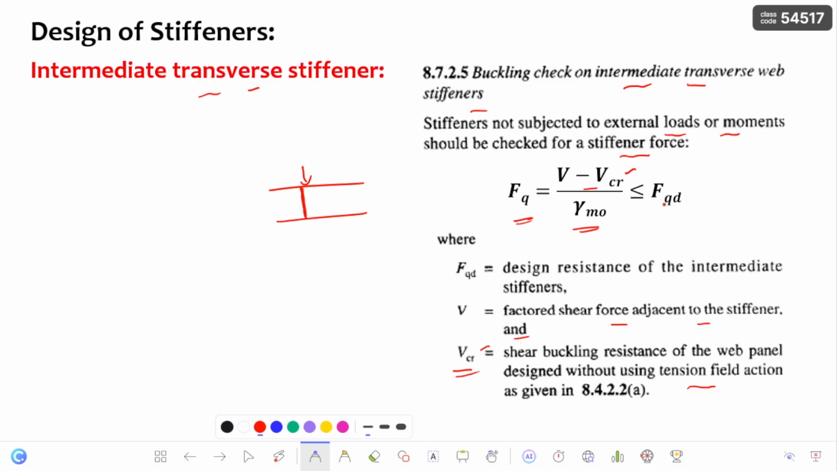And coming to Fqd, this is the design resistance of the intermediate stiffener. This is nothing but the buckling resistance of the intermediate transverse web stiffener, which I have discussed in the first slide of this video. So for this particular minimum force, the intermediate transverse web stiffener should be designed whenever it is not subjected to external loads or moments. So you have to consider the design compressive stress and also the area, and from that you are going to get the buckling capacity of that stiffener. That buckling capacity should be greater than the minimum force which you are going to find out through this formula.